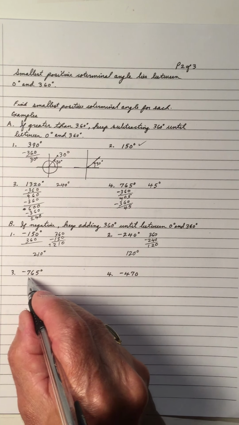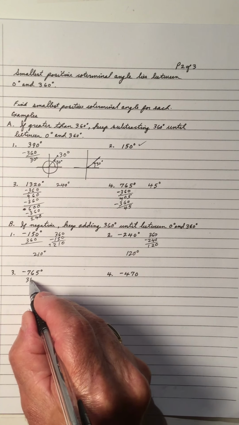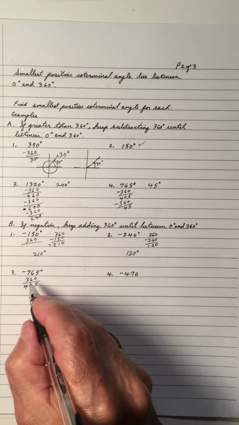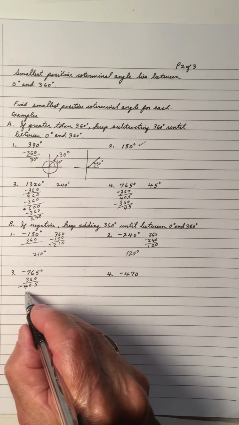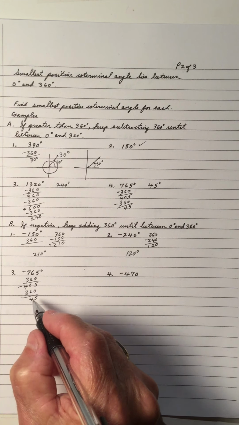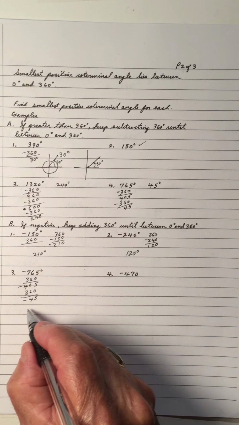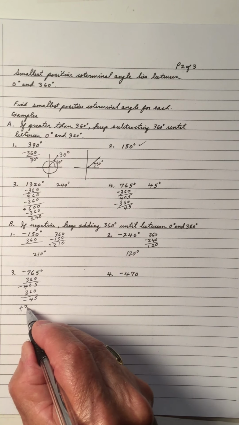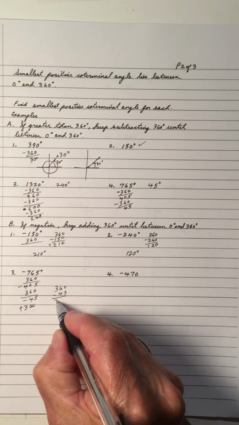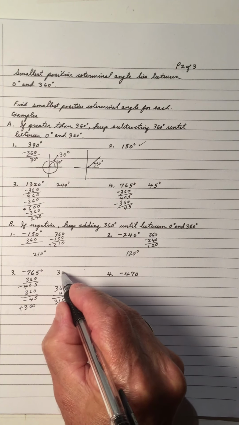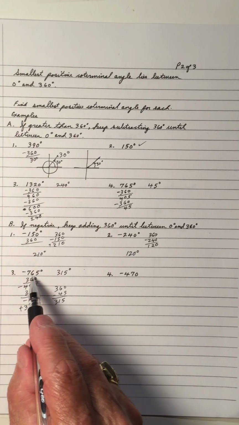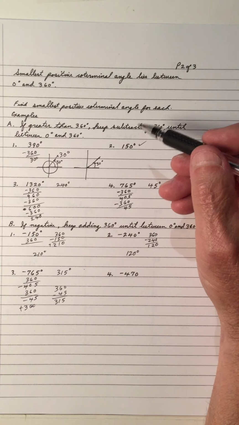And we got negative 765, so we're going to add on 360, which gives negative 405, and that's still negative, so we're going to add on 360 again. So that's negative 45. So we have negative, and we add on 360 again. So 360 and a negative 45 is 315 degrees. So 315 degrees is coterminal to it.